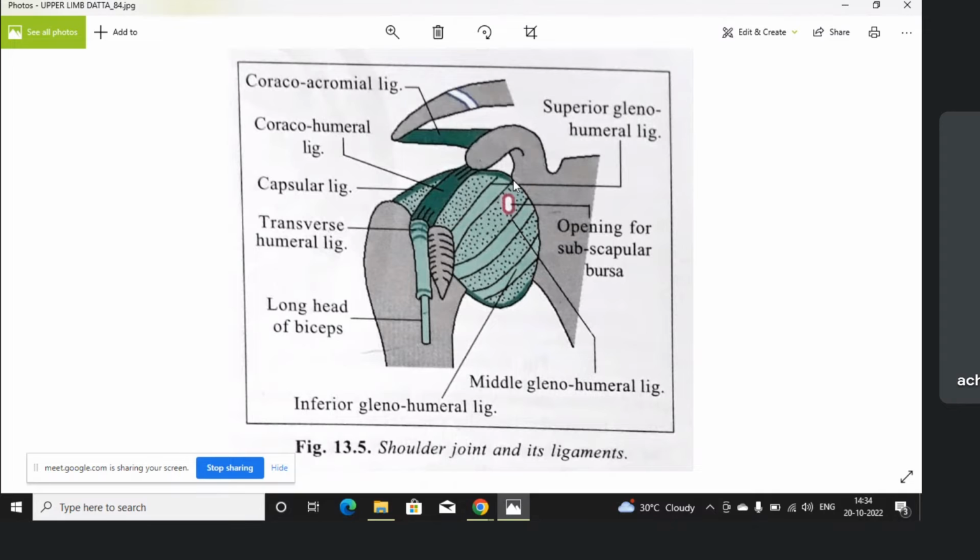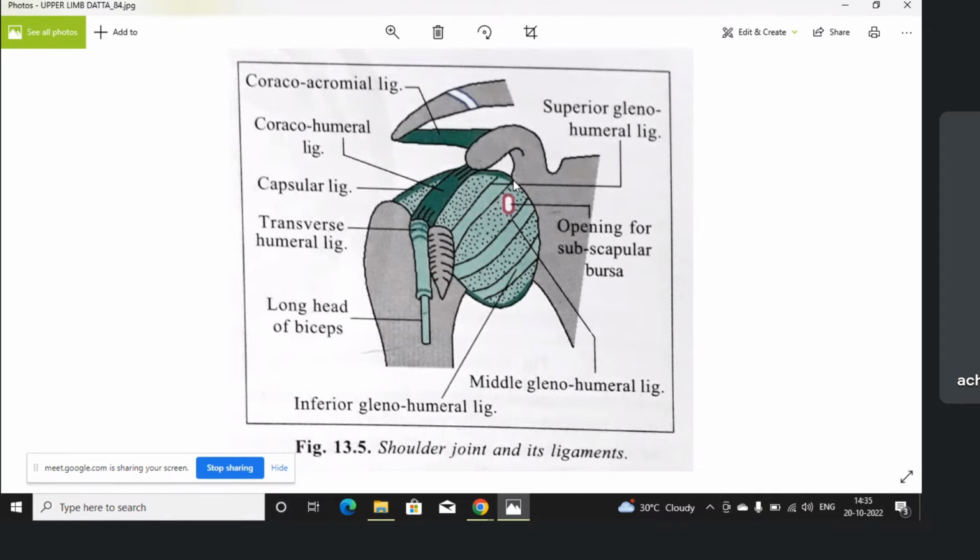Then below, it is attached to the lesser tubercle of the humerus. Below it attaches to the upper part of the lesser tubercle of the humerus. Okay, are you getting?